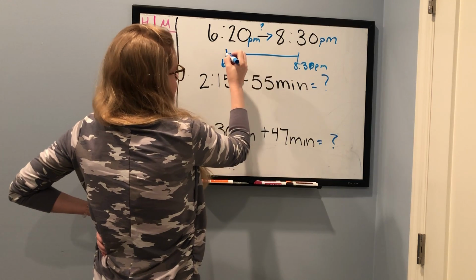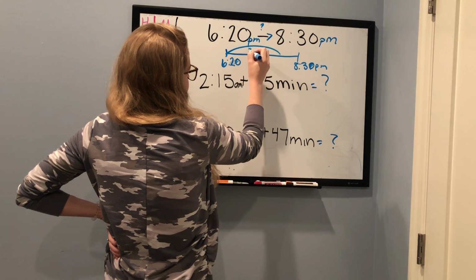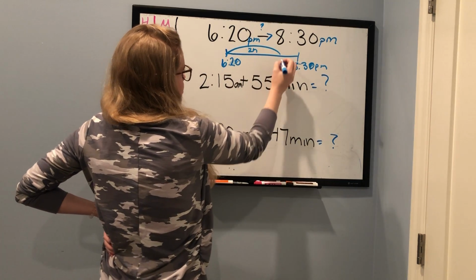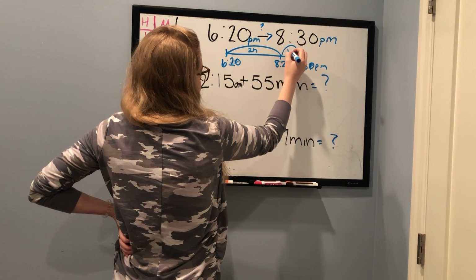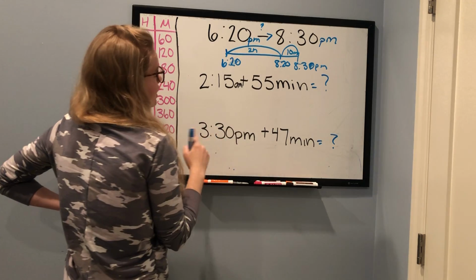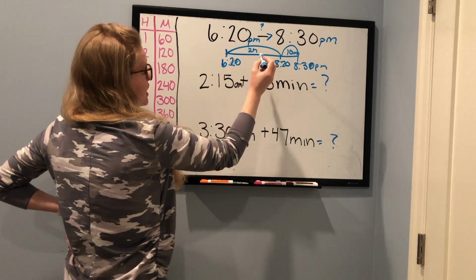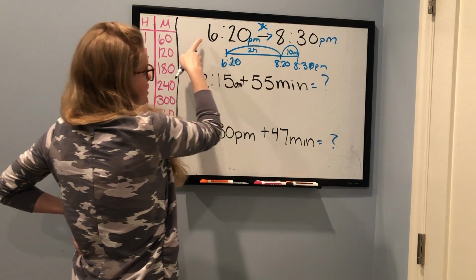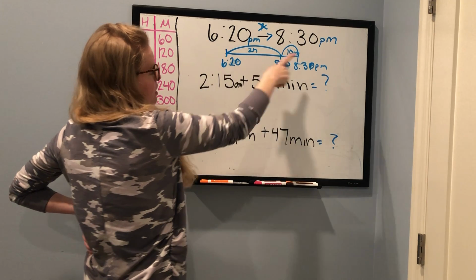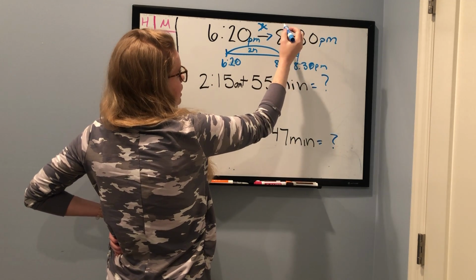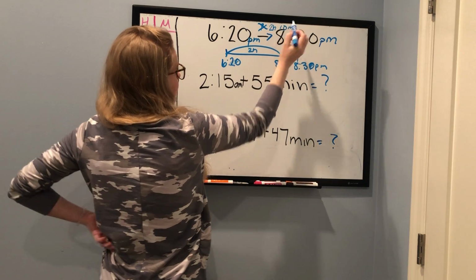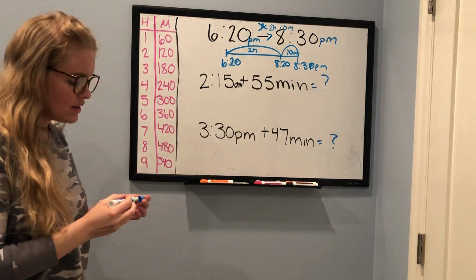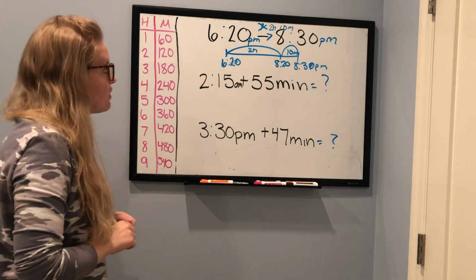Okay, I know I can take a big 2-hour jump from 6:20 to 8:20, then a little 10-minute jump. Okay, so I have 2 hours and 10 minutes. I know that the difference between 6:20 p.m. and 8:30 p.m. is 2 hours, 10 minutes. Okay, I'm wondering if anyone else tried that strategy.